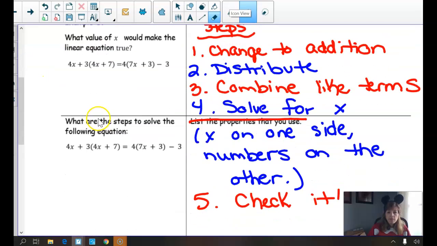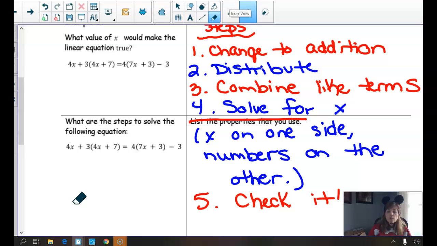Now, I want you to write down these steps if you did not print out the lesson. These are the steps that you're going to have to follow for this whole unit. And I'll give you an acronym in a second. First step, change to addition. If there's any kind of subtraction, change to addition. The reason why is because you need to change that before you distribute. So change to addition. Add the opposite. Add the opposite. The next thing, you're going to get rid of your parentheses by distributing. Distribute right away. Number 3, combine like terms.